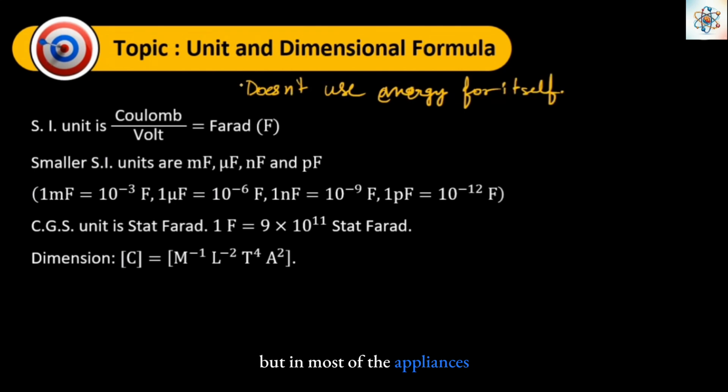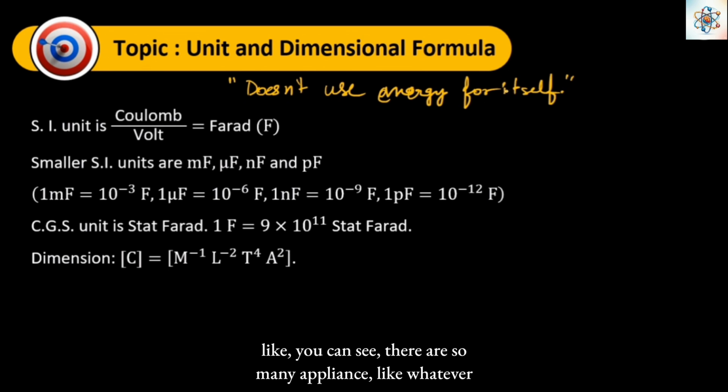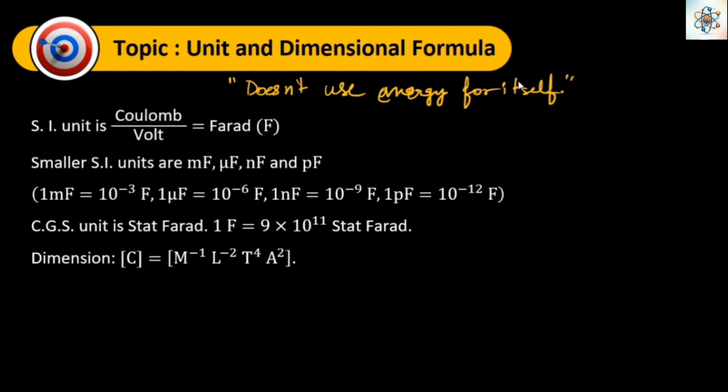But in most of the appliances, it is connected in such a way that it can protect that appliance. You can see there are so many appliances, like a microwave, refrigerator, television, AC, air conditioner, geyser, whatever it is. Every device has a capacitor, and that capacitor protects the device from alternating current, which our houses get. We don't use direct current as a source of energy. We use alternating current.